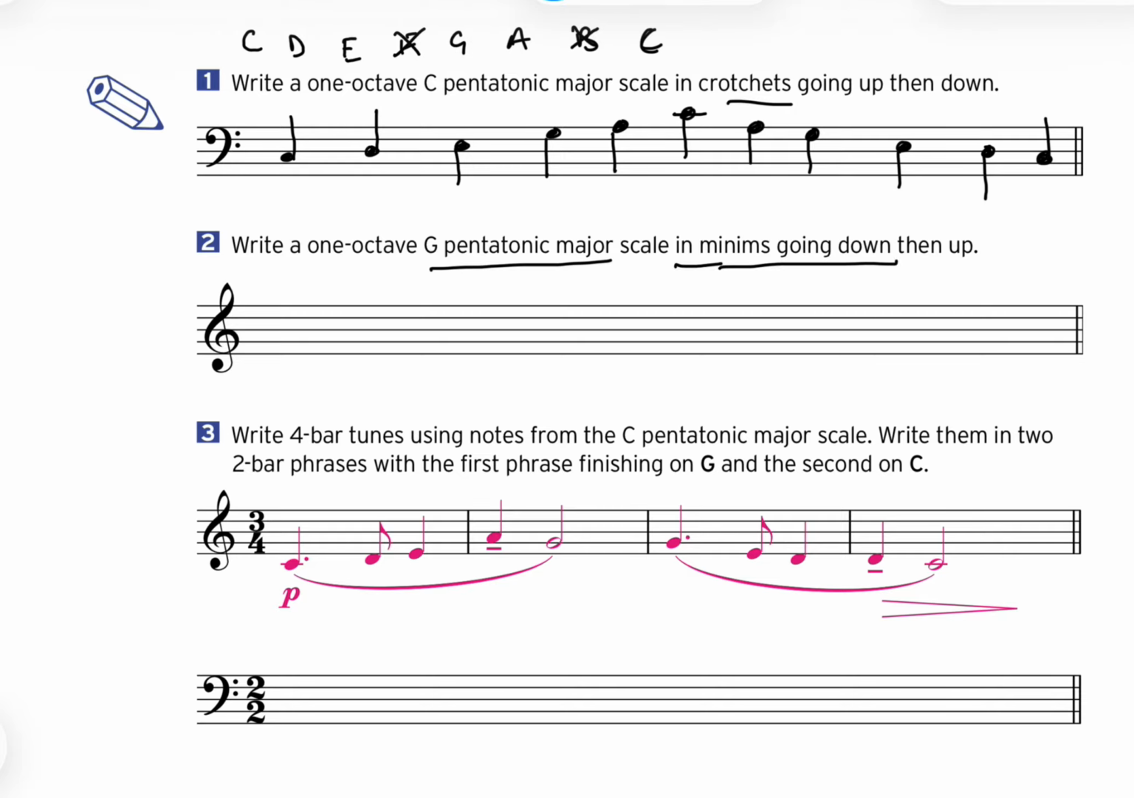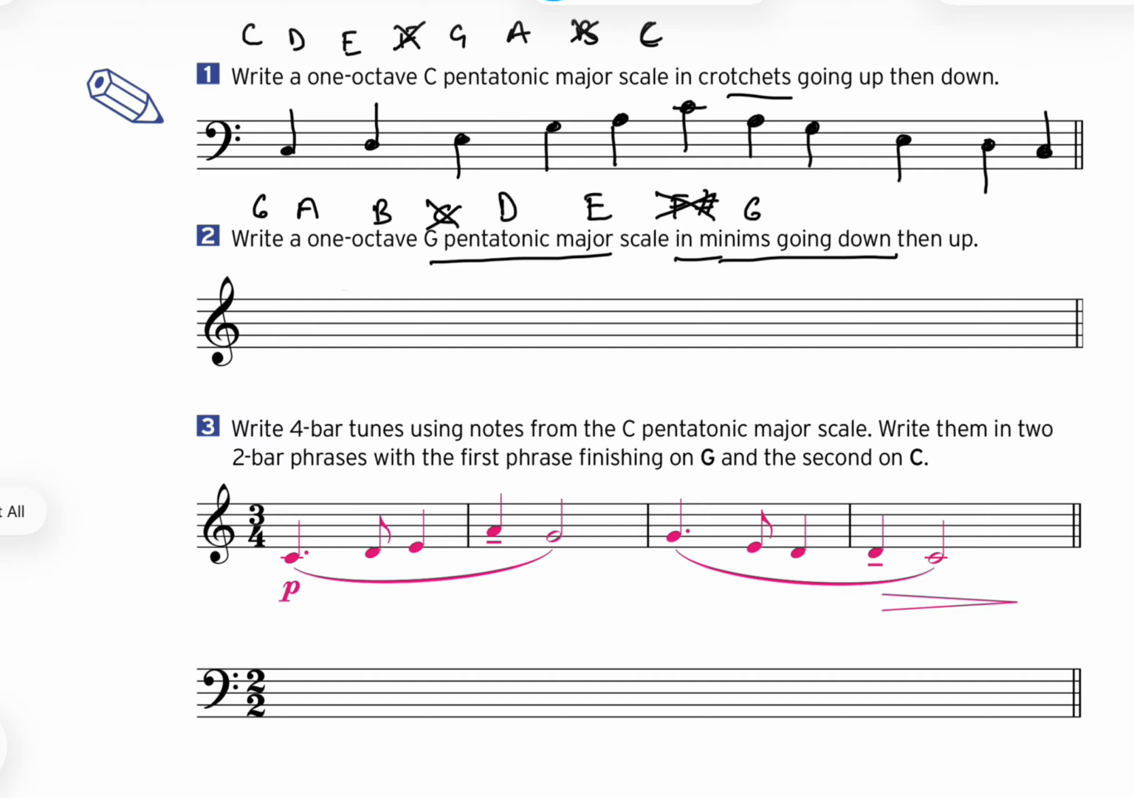The notes we need are G, A, B, C, D, E, F sharp, and G. So we'll remove the fourth and the seventh degree. Now this is a treble clef, so let's start from G. We have to go down first, so we'll start from here.